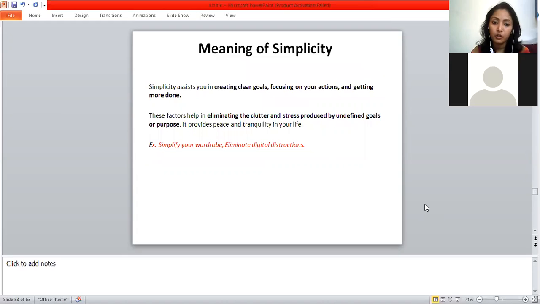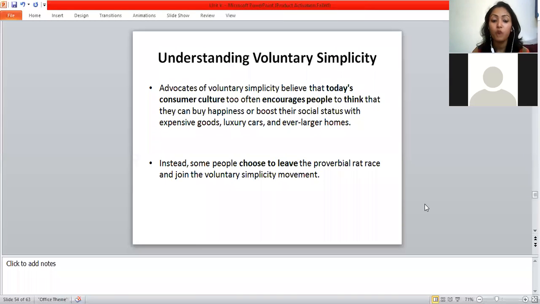So here we are going to discuss simplicity, and with this example, I think it is understood what exactly simplicity is all about. And moreover, it should not be just simplicity, it should be voluntary simplicity.